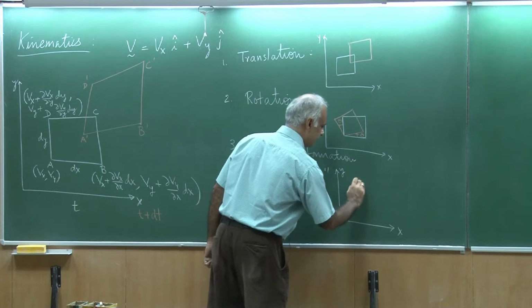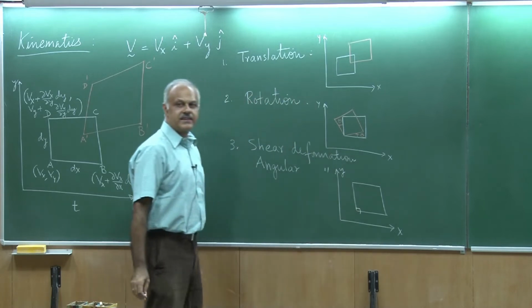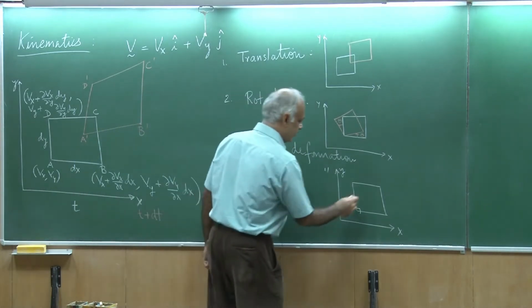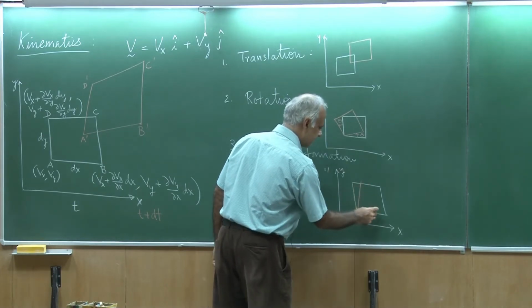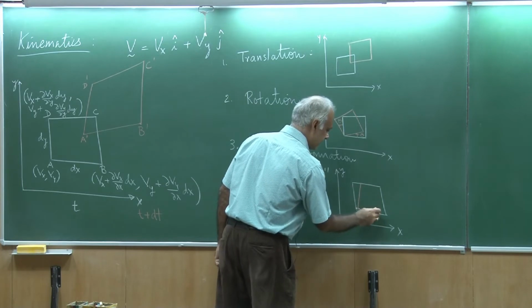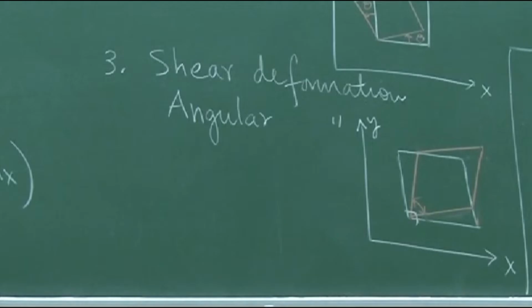So, this initial element, this angle which was initially 90 degrees actually changes. So, I could have a situation where this edge rotates, this edge also rotates. Or maybe, for giving you an example, I only call this one edge which rotates. So, this initial angle which was 90 degrees now actually becomes less than 90 degrees.